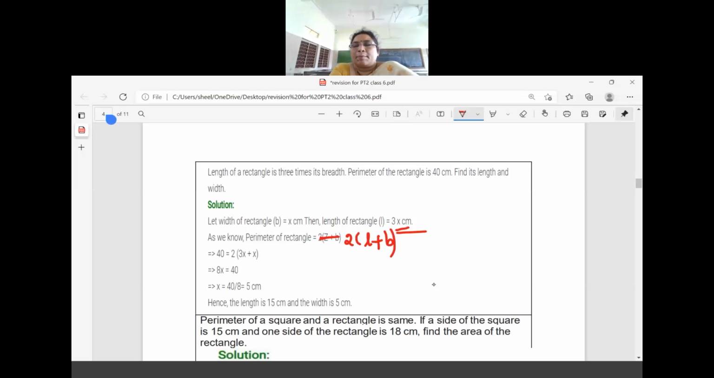So what happens here? 40 is equal to 2 into (3x plus x). What have we done here? We have replaced L by 3x and B by x only. So finally solving, 4x into 2, 8x equal to 40. So x equal to 5. Then the length we can calculate 3 times, therefore it is equal to 15. Now we have seen that breadth is equal to 5, then the length is equal to 15 only.